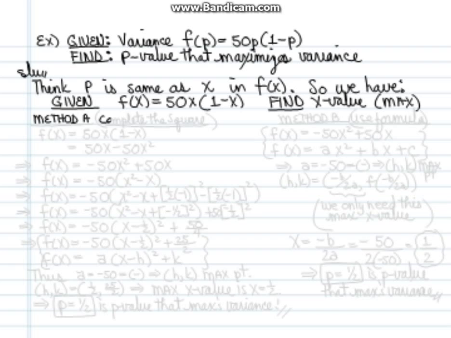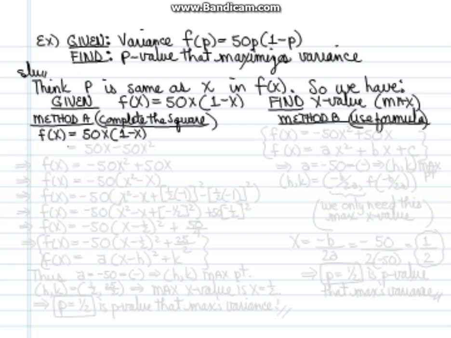There's method A, which is completing the square, and there's method B, which is using a formula found in your textbook. Okay, so let's do method A first. We've got f of x equals 50 times x parenthesis 1 minus x. Distribute that multiplication, you get 50x minus 50x squared. So f of x equals negative 50x squared plus 50x.